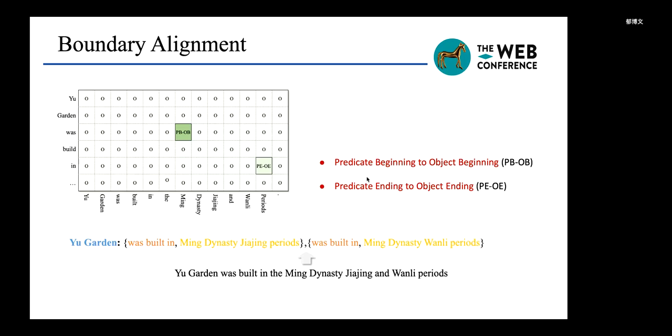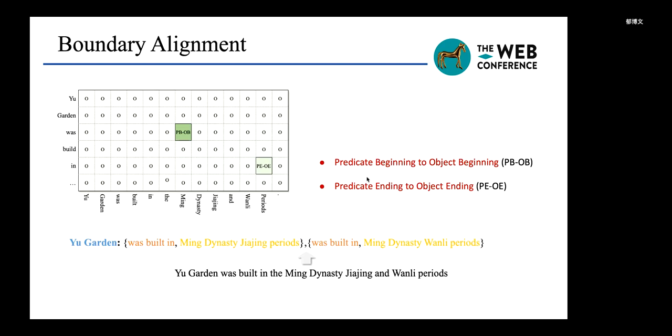Boundary alignment is to align the boundary tokens of a valid predicate-object pair. Towards this goal, given an n-word sentence, we construct an n times n tag table and give each entry in the table a unique tag. Formally, two types of tags are defined as follows. The first one is predicate beginning to object beginning, PB2OB.